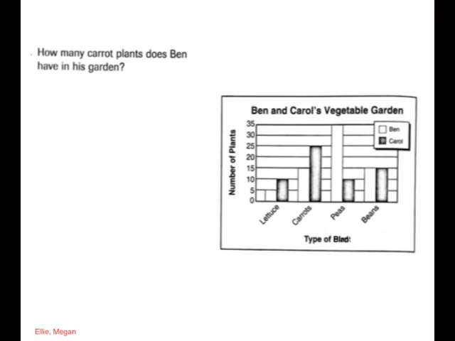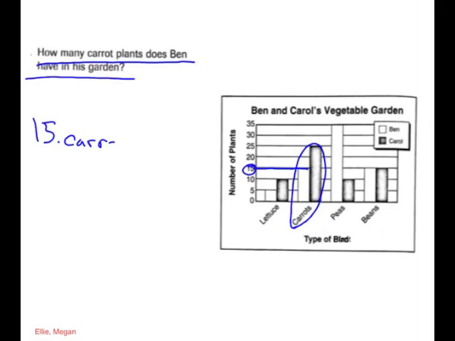Hi, I'm Ellie and Megan's drawing. So our question was, how many carrot plants does Ben have in his garden? Well, we find where it says carrots. Then we know that Ben is the light colored one. So the light colored one goes up to 15. So we know that Ben has 15 carrot plants.